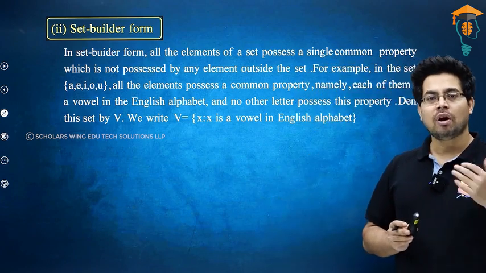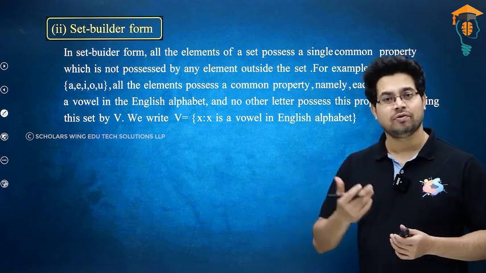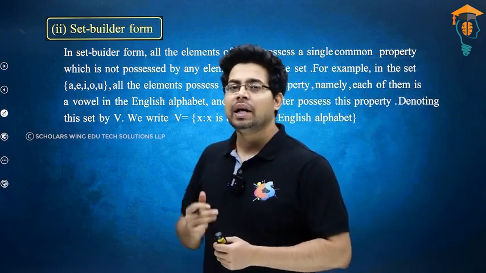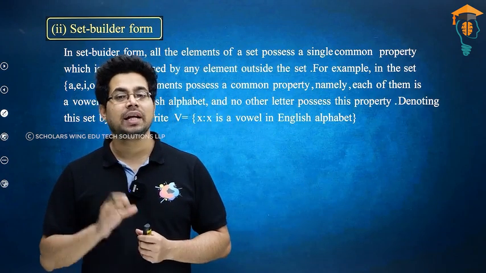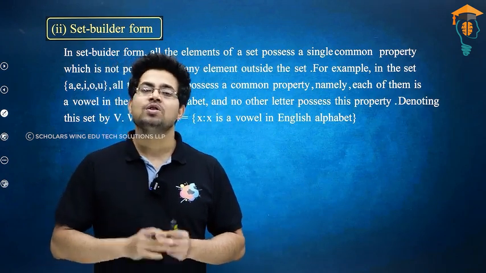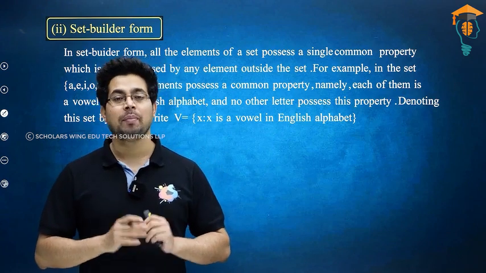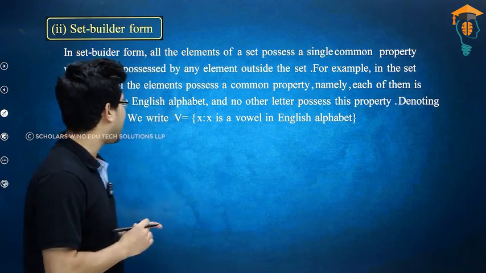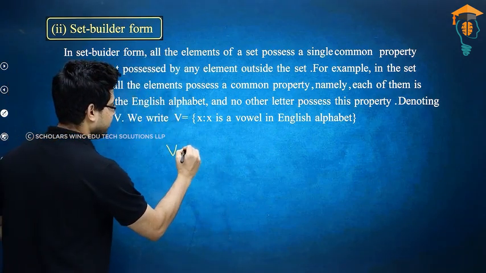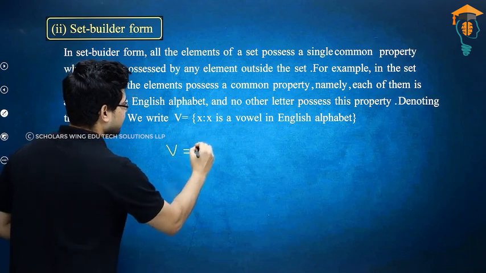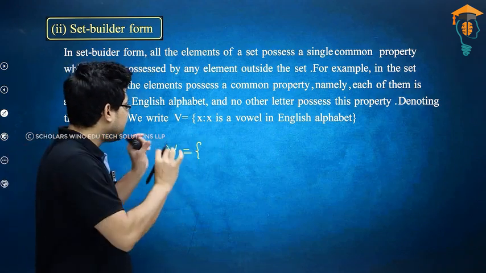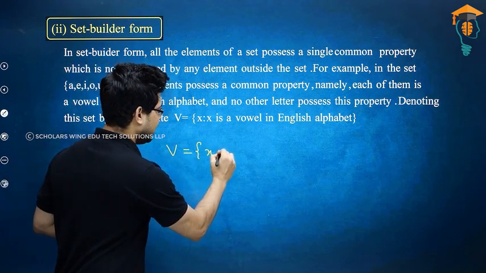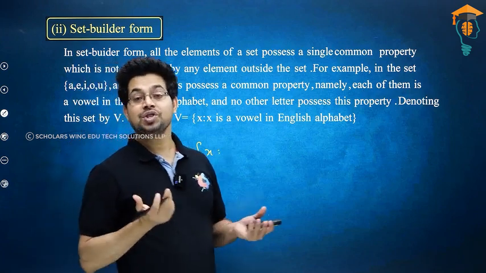Now if I talk about vowels to be represented in set builder form, I will represent them by one of the capital letters. So in a standard notation, vowels are represented by capital V, okay? So once I know that this set will be represented by capital V, now how can we express them in set builder form? First we will write capital V outside this way, okay? Now what is V? V contains elements X such that X is a vowel of English alphabet.